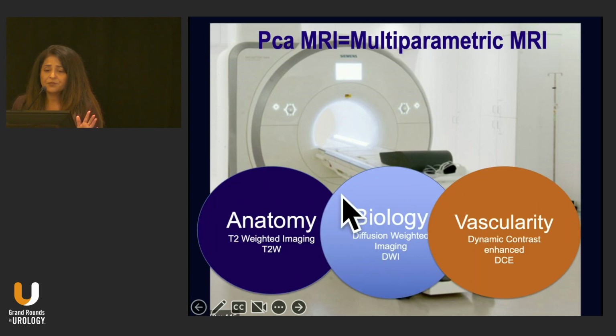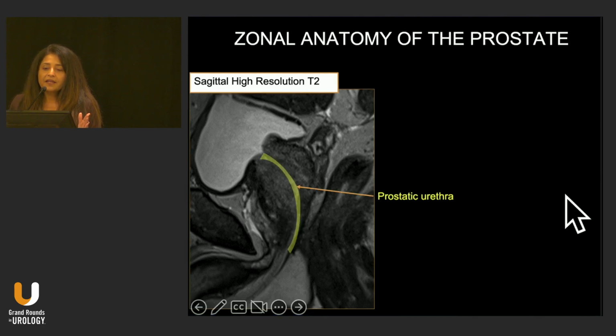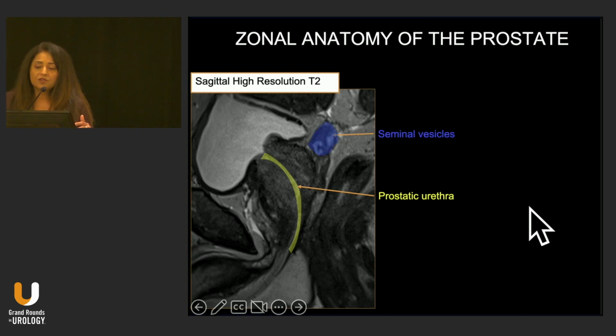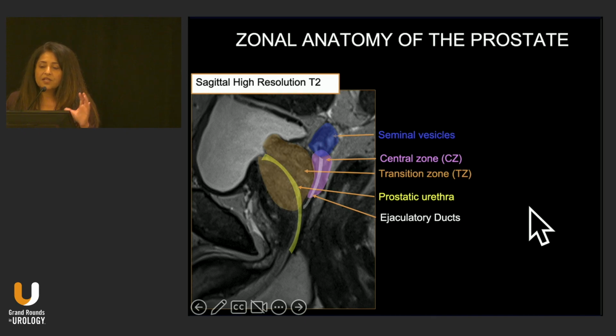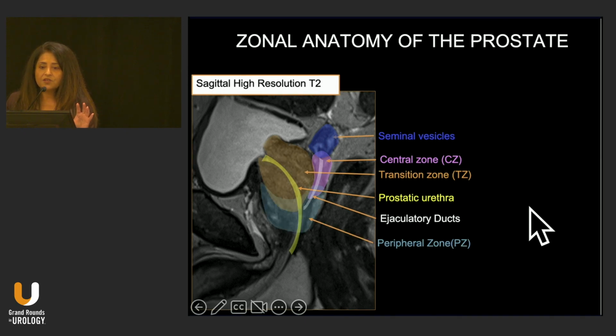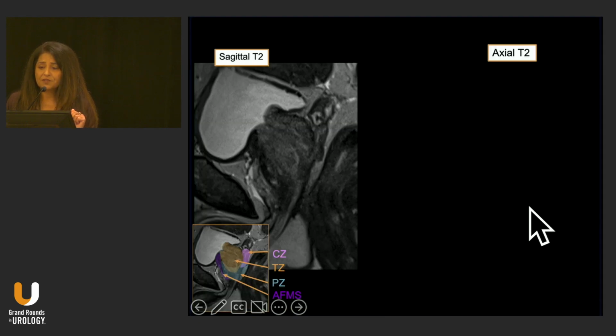So let's go over anatomy first. We'll do anatomy, then we'll do diffusion-weighted imaging, which is a little bit of biology, and then vascularity, how it helps. So looking at zonal anatomy of the prostate, here's a sagittal view. And if you look at this, you can see anatomy really well today on MRI. The problem originally had been that we just could not see the prostate as well on anatomy, but high-resolution MR has changed all of that. So you can see the prostatic urethra, seminal vesicles, nice ejaculatory ducts, central zone posteriorly. You've got the transition zone in the center and peripheral zone outside. And you can also see the anterior fibromuscular stroma.